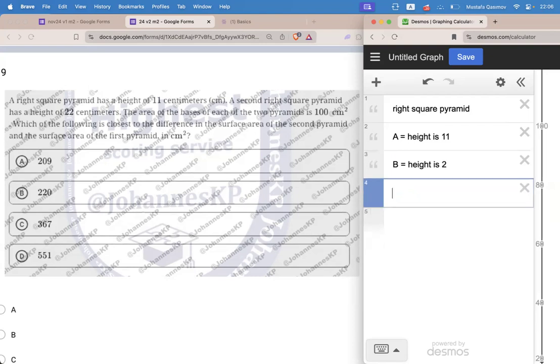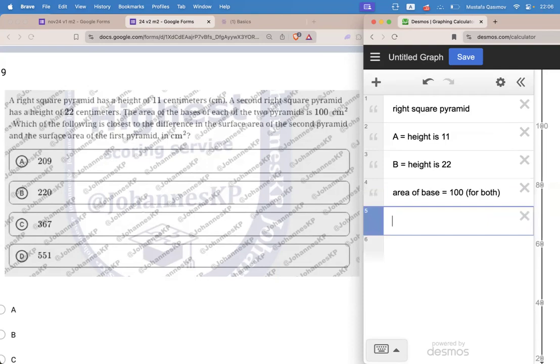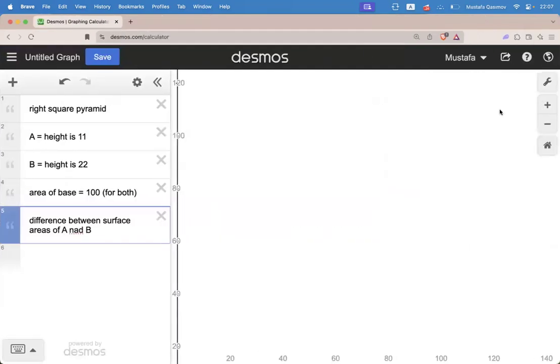Okay, the second one has height 22. And for both of them, the area of the base is equal to 100. Then it asks what is the difference between the surface areas of A and B. Okay, then let's draw it in Desmos.